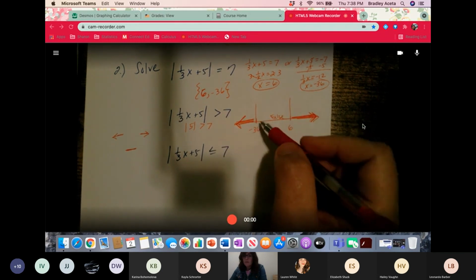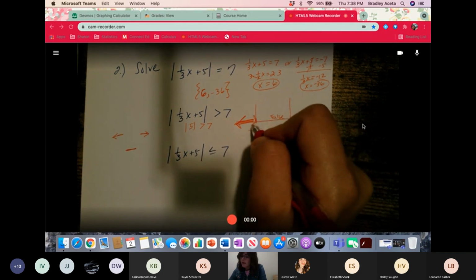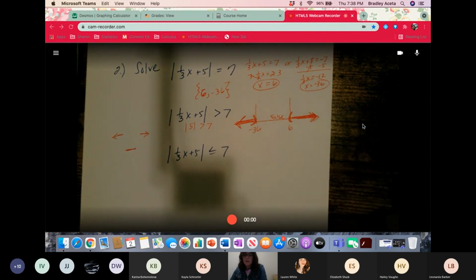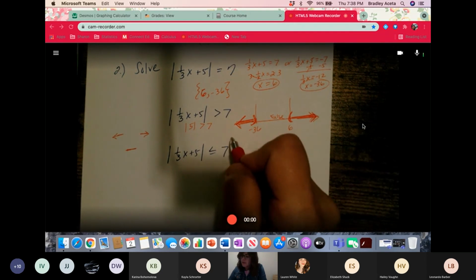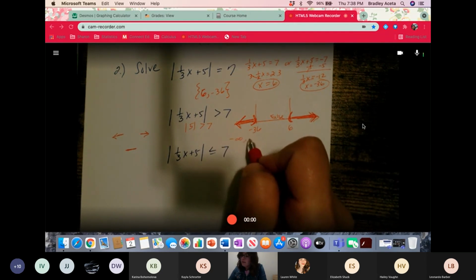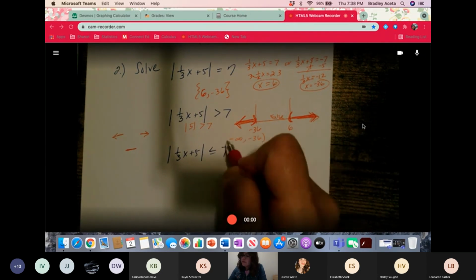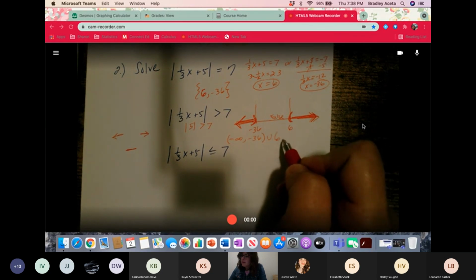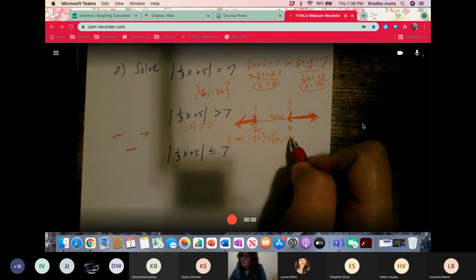Would they be open or bracket? They'd both be open. And then how would I write this in interval notation? I would just write from negative infinity to negative 36, united with parentheses 6 to infinity.